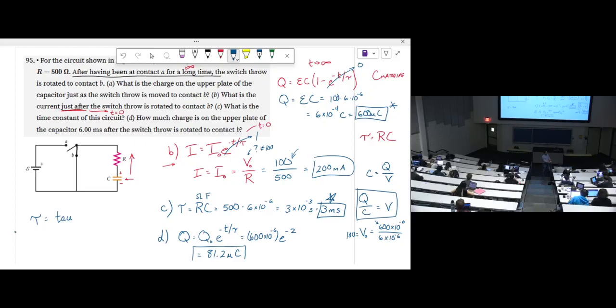Generally, the physical way to think about it is, after two time constants, you've lost about 86% of what you started with. After 3 time constants, you get to 95%. And after 4, you get to 98%. So within 12 milliseconds of the switch being closed to B, which is shorter than the time it has taken us to solve this problem, right? So very, very quickly, you've lost nearly all of your charge.